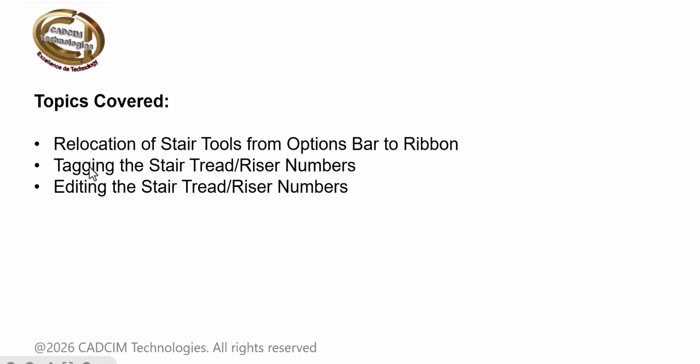The next is another update, or you can say a new option that has been given in Revit 2027, where you can tag the stair, stair tread or riser numbers in the model by using the tag tool. And the third is how we can edit the stair tread or riser numbers within the model. Now let's go to Revit and see these updates in our project.